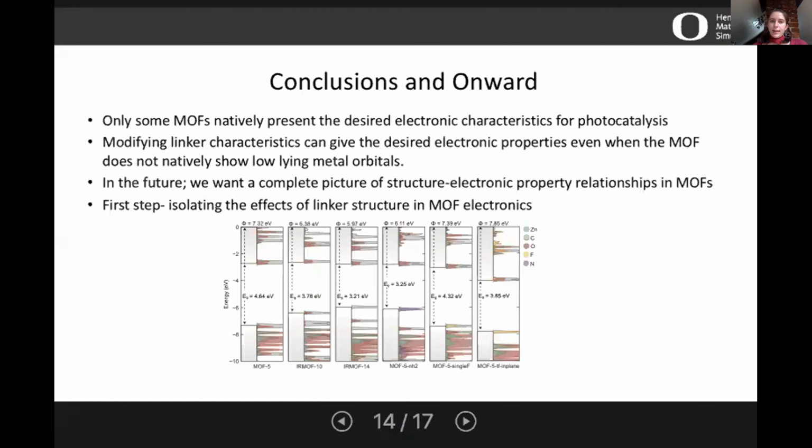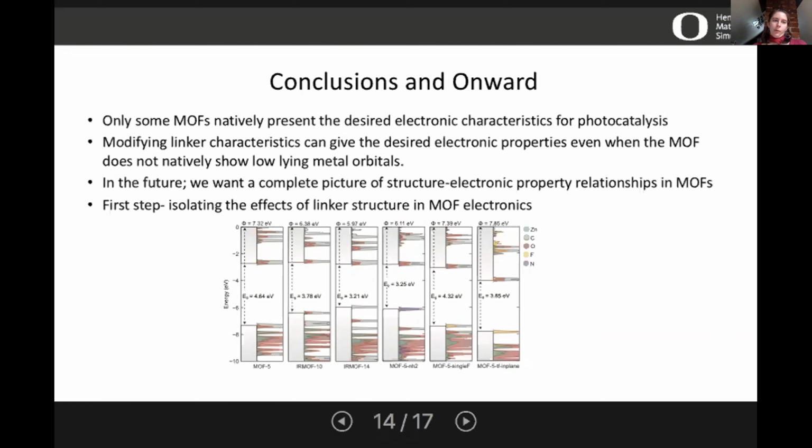So you can see in the little bit that I've shown today that although only some MOFs natively present the desired electronic characteristics for photocatalysis, we can modify linker characteristics and end up giving the desired electronic properties even when the MOF doesn't natively show them. So we've been able to expose linker orbitals that we want to be photoaccessible, even though our MOF topology originally did not have these accessible. And this is just a little piece of the picture of how modifying one or both of the components of a MOF can modify the electronic structure.